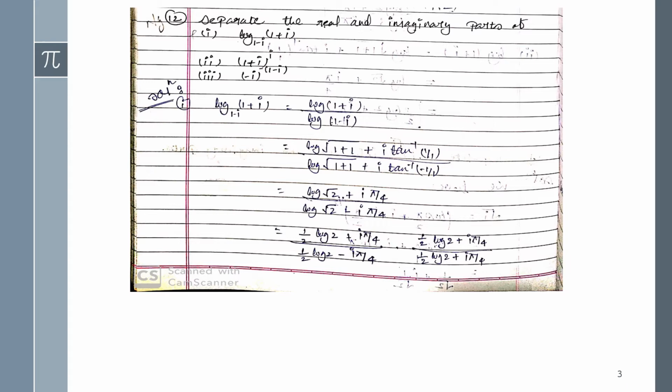So see, the equation is given. First one, log of 1 plus i to the base 1 minus i. By using the logarithmic rule, log A base B can be written as log A upon log B. In the same way I am applying log of 1 plus i upon log of 1 minus i. Then I hope you all know what the next step is.